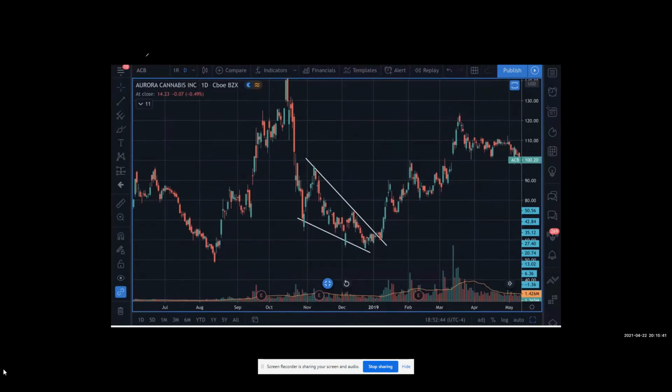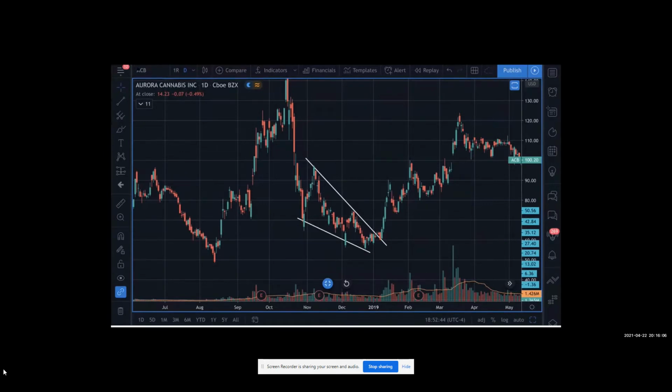So this one is ACB Aurora Cannabis, right? Marijuana company. 1, 2, 3 touches of resistance. 1, 2, 3 touches of support. And then some nice volume on the breakout. And let's see if it hit our target, right? So this is stuff you can go check after me, right? You don't have to take my word for it.